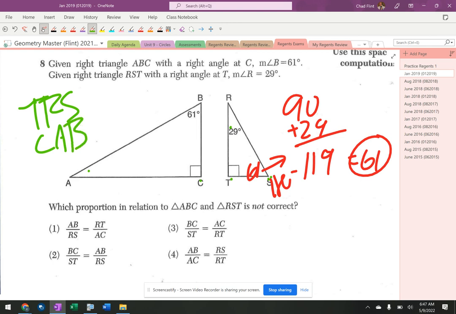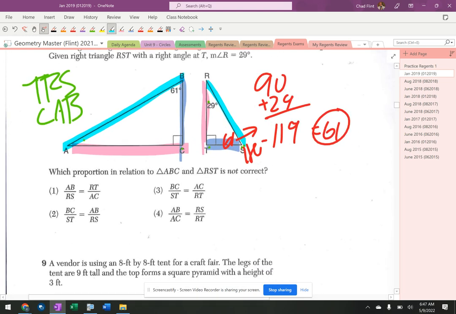Okay, so now I can highlight these sides. So let's say AB is going to match up with RS. CA is going to match up with RT. And BC is going to match up with TS. All right, let's go down to our proportions here.